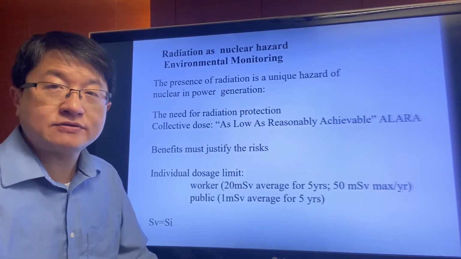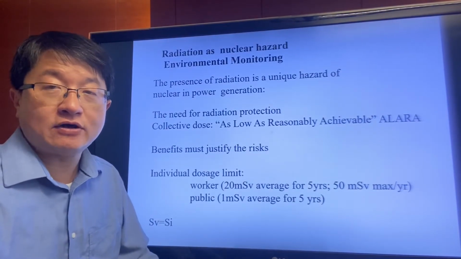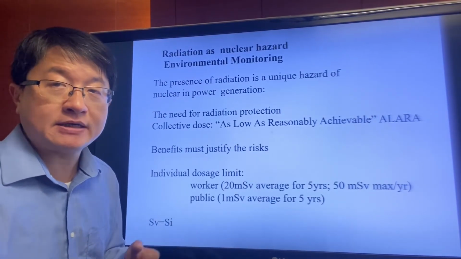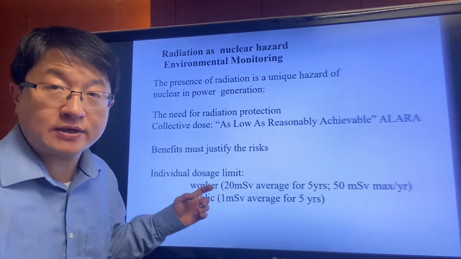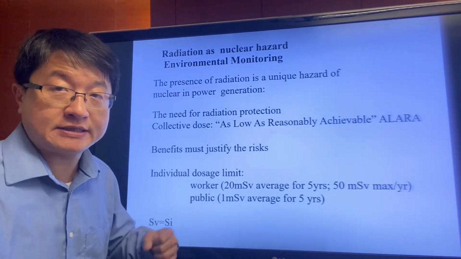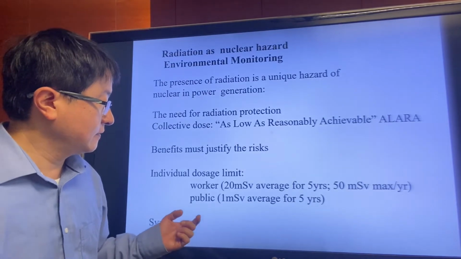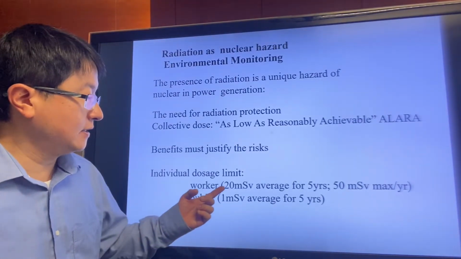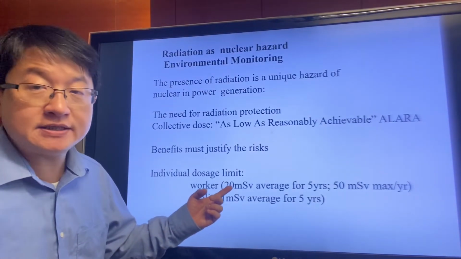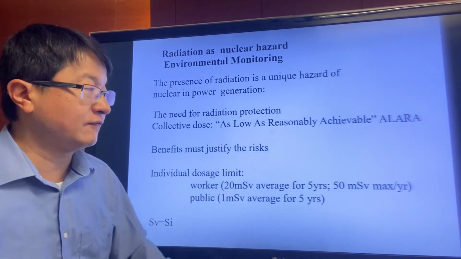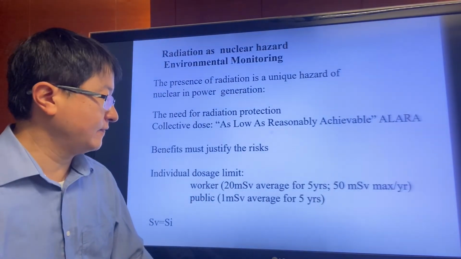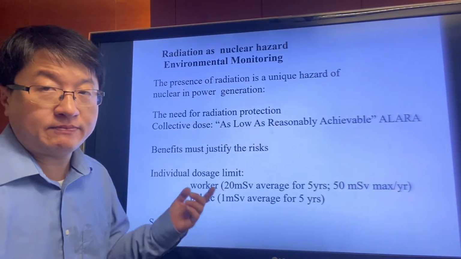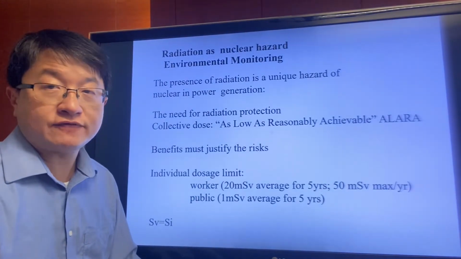There are some international guidelines that govern what are the reasonable amounts of dosage that workers working in a nuclear reactor can be exposed to. For example, a worker can be exposed to 20 millisieverts on average for 5 years. And for the general public, it's only 1 millisievert on average for 5 years.